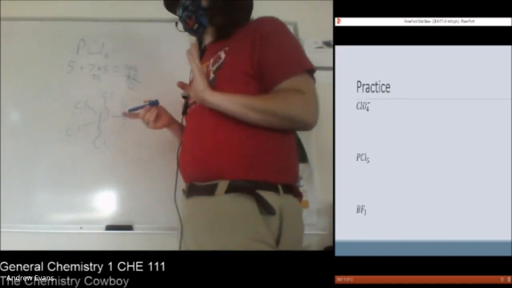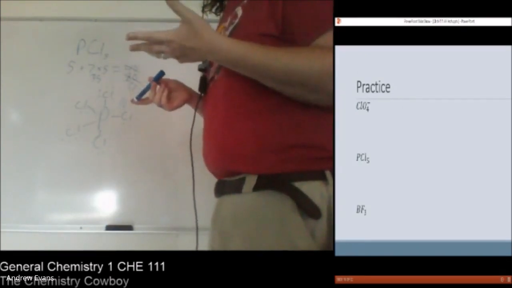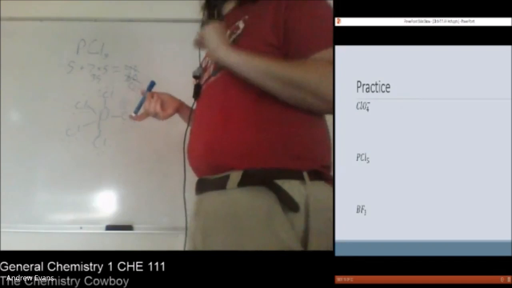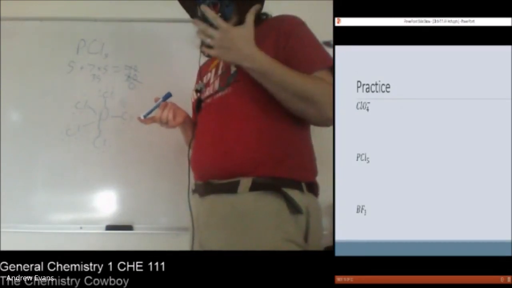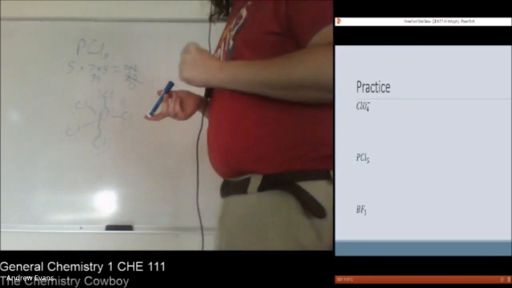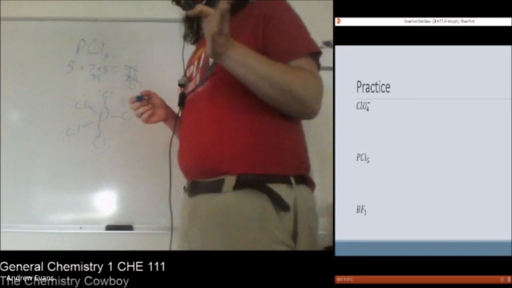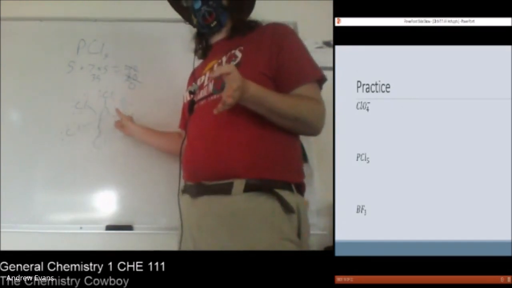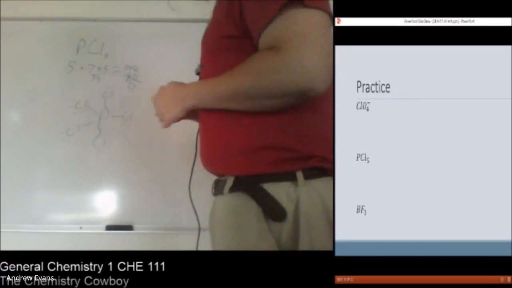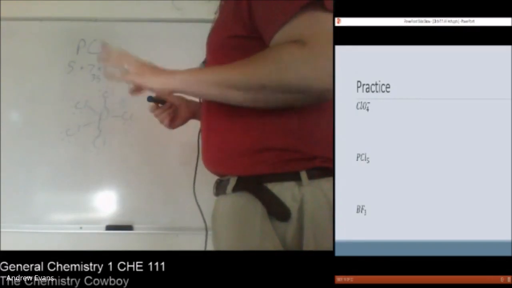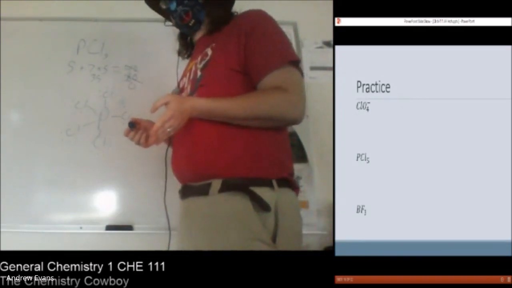Phosphorus is allowed to have an expanded octet. And in order to make 5 bonds, it has to have an expanded octet. There's no way to avoid it. But this structure is perfectly stable. Phosphorus pentachloride has 5 chlorines around it, all single bonds, and it's happy as it can be.